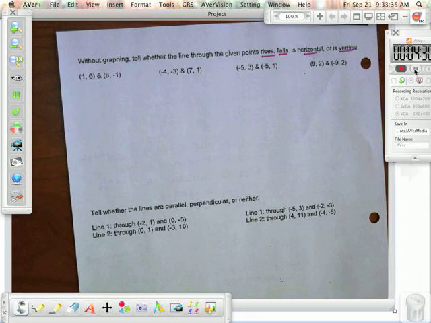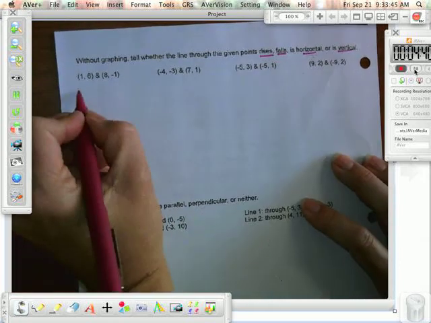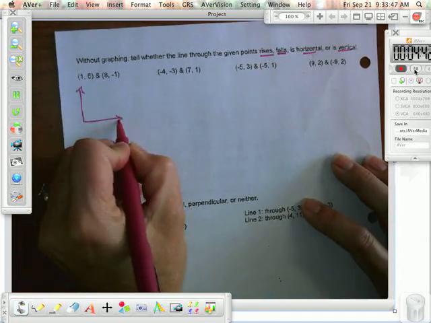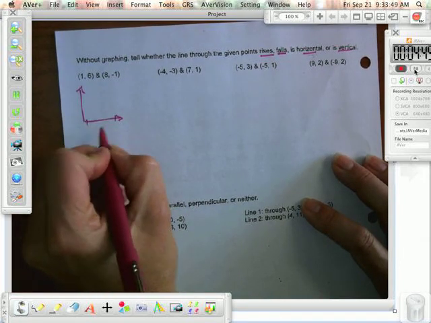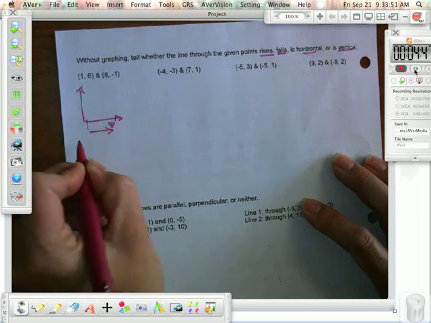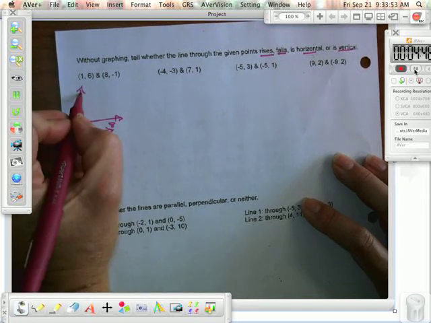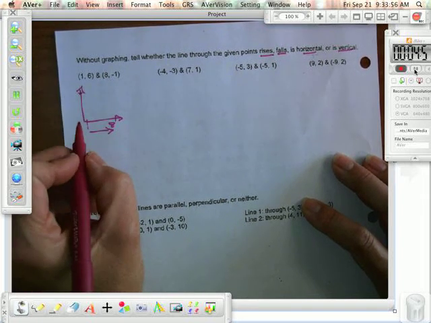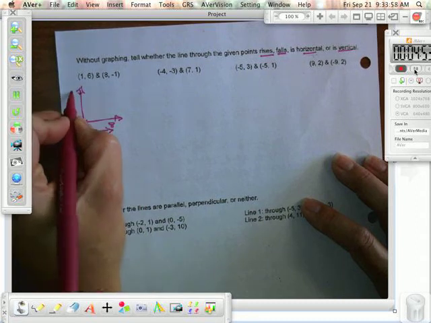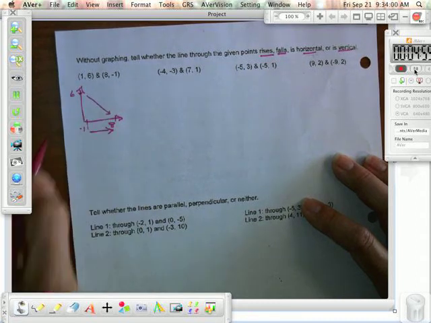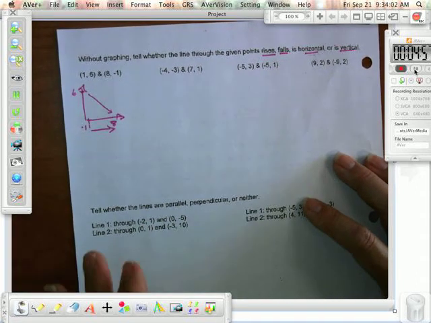Rise or fall? Yeah, as x goes up on the x-axis, the y is going down. So the line is going to fall. If you think about it like that, I'm just going to draw a little picture just so you can visualize. I know I'm not supposed to graph, but 1 to 8. As x increases, this goes to -1 down here. Y is decreasing, isn't it, as x increases.